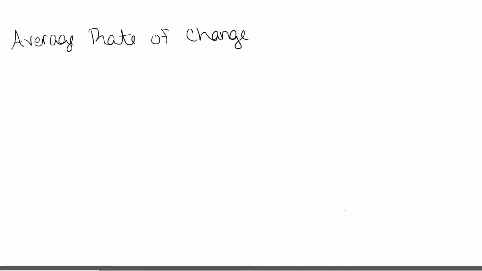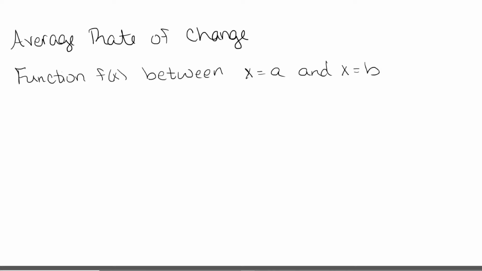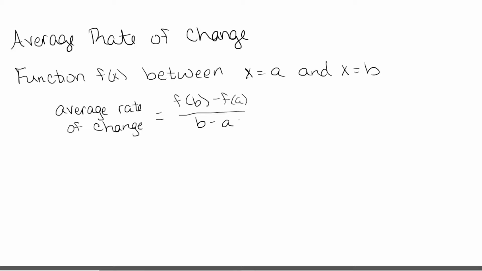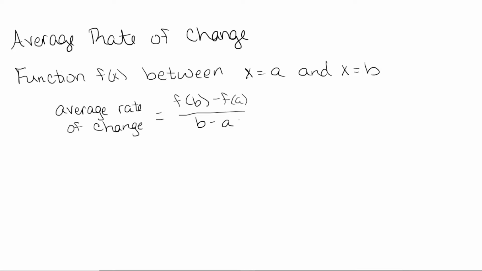Let's look at the average rate of change for a function. Let's suppose we have some function f of x between 2 points, x equal to a and x equal to b. So I'm going to pinpoint 2 points on the x-axis. The rate of change is f of b minus f of a over b minus a. I'm going to figure out what the function output is for each of these x values, and subtract that, divided by the subtraction of a and b.